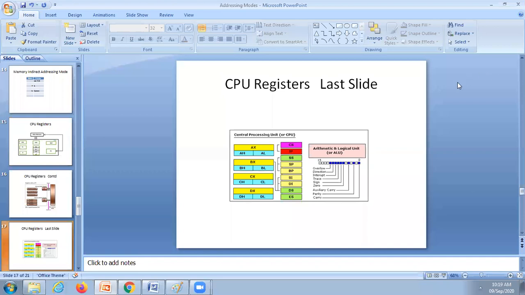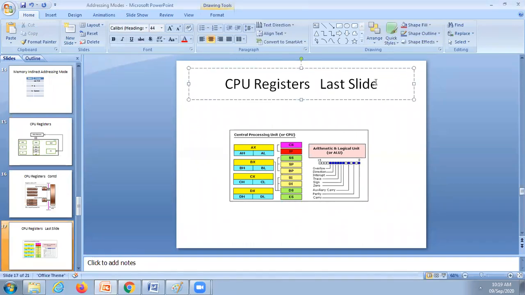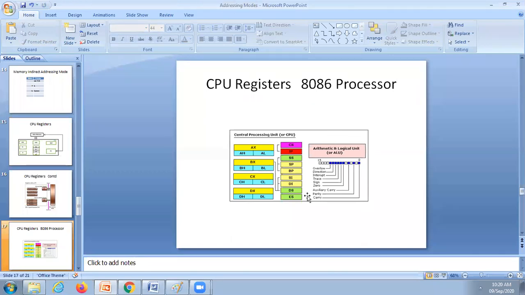This is the CPU register list for 8086, the CPU registers of the 8086 processor. All the processors may not have the same set of registers. If you take any processor, even from the same manufacturer, each processor has its own set of registers.